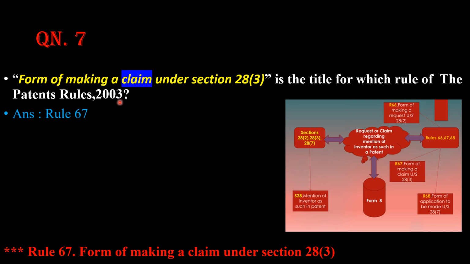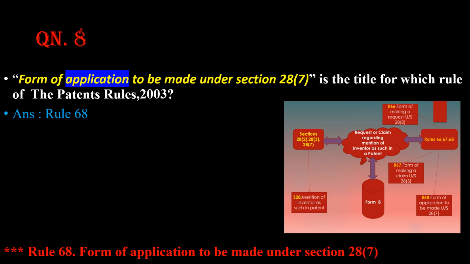Question number 7. Form of making a claim under section 28 subsection 3 is the title for which rule of the Patents Rules 2003? And the answer is rule number 67. So what is rule 67? This is form of making a claim under section 28 subsection 3. The same is mentioned here, so it is repeated 3 times and you can remember it very well. You can also remember it by taking the key point: claim is for rule 67. That means rule 67 talks about making a claim.